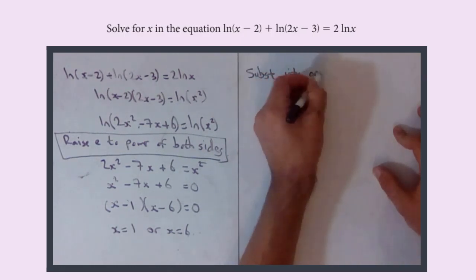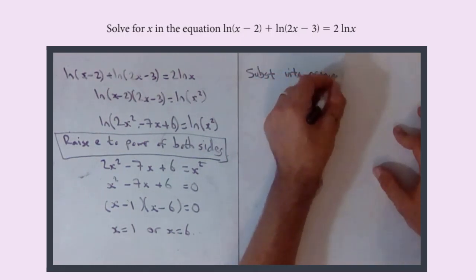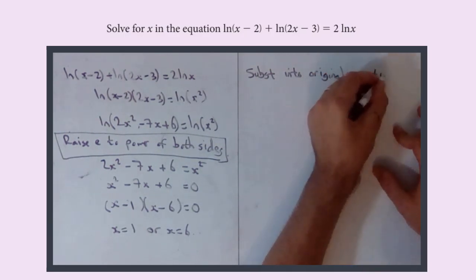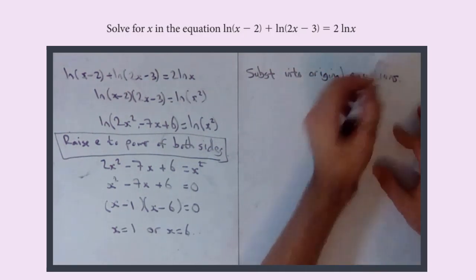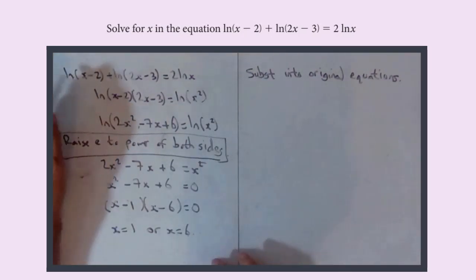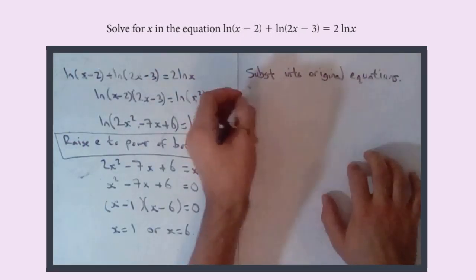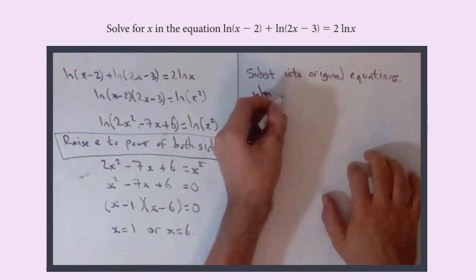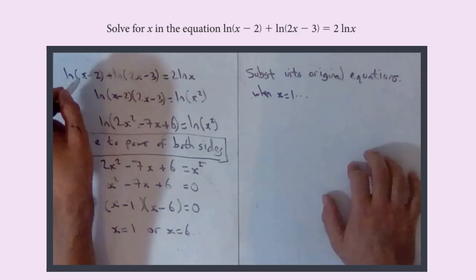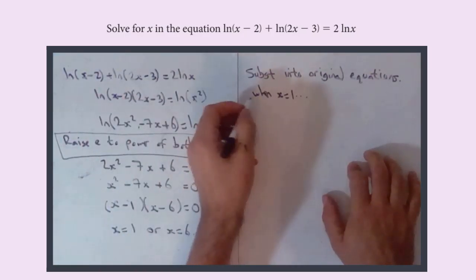Substitute into the original equation. So we're looking for things like, do you end up taking a log of a negative number, or does the equation actually hold when you're doing this? So if I just look at this, when x equals 1, dot dot dot. So we're looking at ln, it's going to be 1 minus 2. This is a problem straight away.